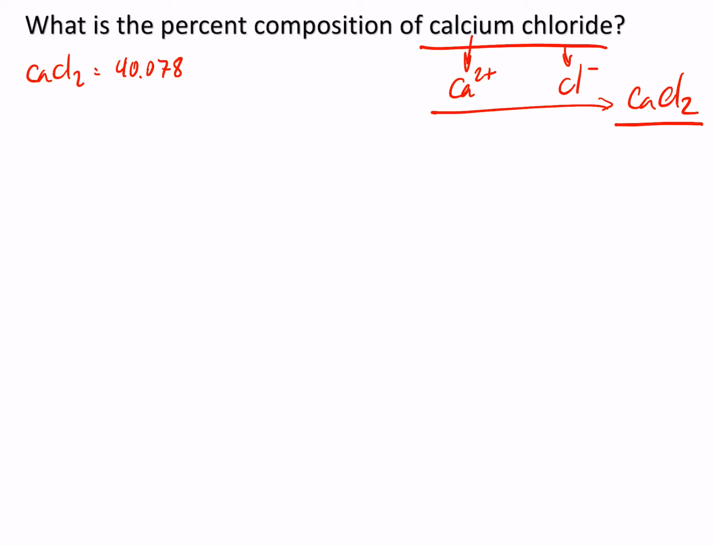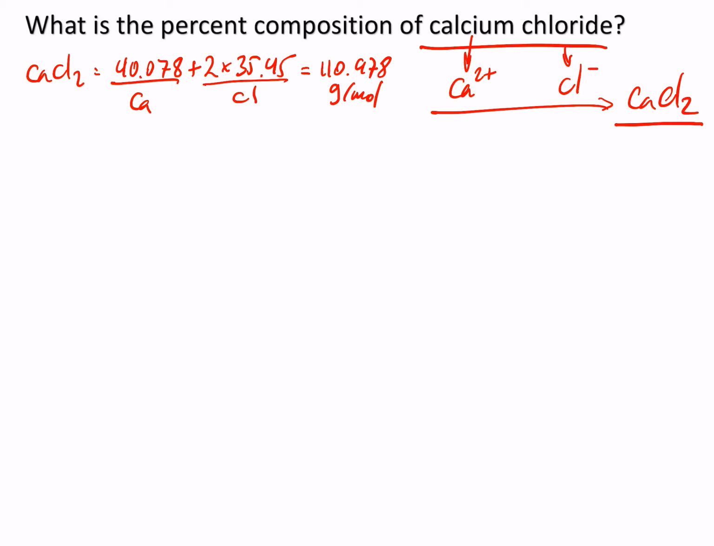40.078, that comes from calcium, plus 2 times 35.45, which is the 2 chlorines that you have there, and that number is going to be 110.978. Remember, this is grams per mole. Now, this 40.078 is the amount of calcium that is in those 110.978 grams of calcium chloride. And this is the mass of chlorine that you have in the same compound.